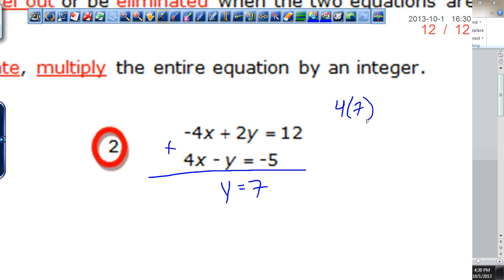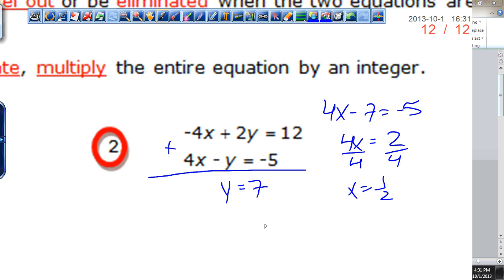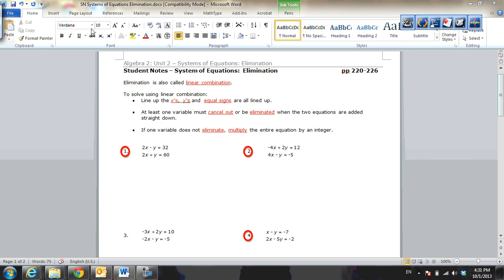So 4 times 7 minus, oh, I'm sorry, we're plugging in for y, not for x. So 4x minus 7 equals negative 5. Add 7 to both sides, so 4x equals 2. Divide both sides by 4. And x is 1/2. So my ordered pair is 1/2, comma 7. Boom, boom, boom. Easy, easy.